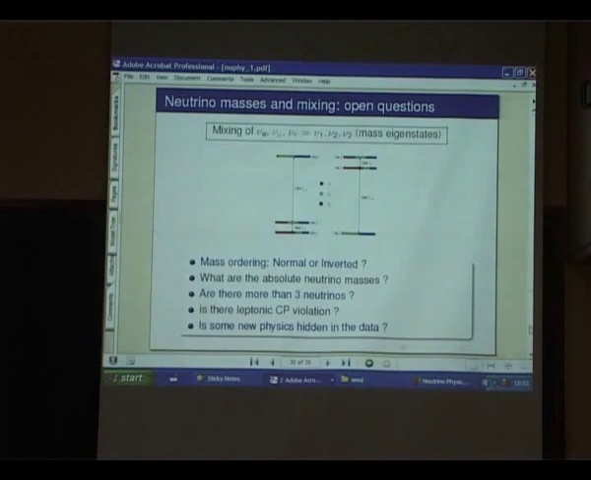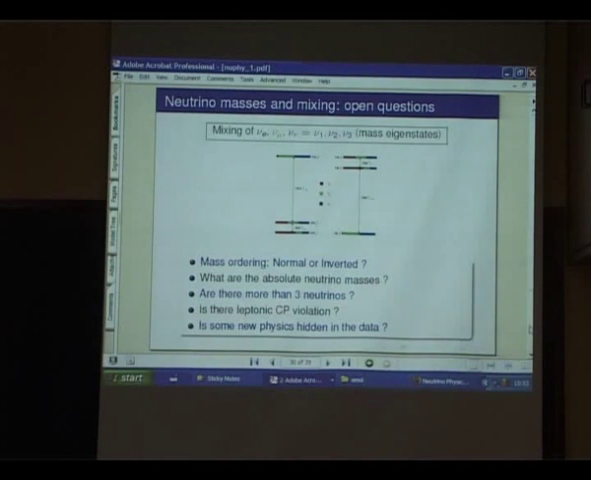This is the last slide that I will show you. So what do we know? We know that we have electron neutrino, muon neutrino, and tau neutrino. They mix to form mass eigenstates that we call nu 1, nu 2, and nu 3. It turns out that the data we have allows two patterns that look like this. This is for normal, this is for inverted. We don't know whether the mass ordering is normal or inverted. We don't know absolute neutrino masses. As I showed you, we only know delta m square.